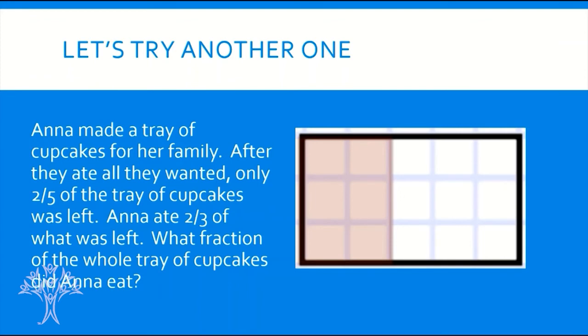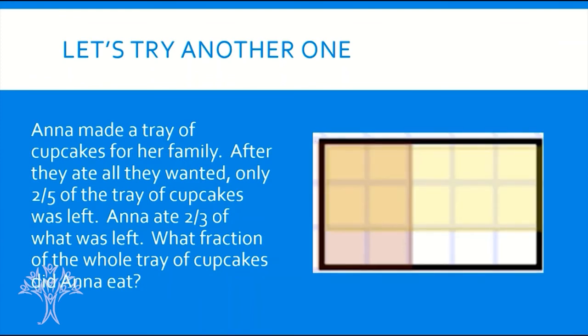Next, I shaded in 2/3 of the pan of cupcakes to represent the fraction Anna ate. The overlapping section shows the cupcakes that Anna ate. That's 4 out of 15 cupcakes. Now I'm thinking about an equation to match. My work shows me that 2/3 of 2/5 is 4/15. My equation is 2/3 times 2/5 equals 4/15.